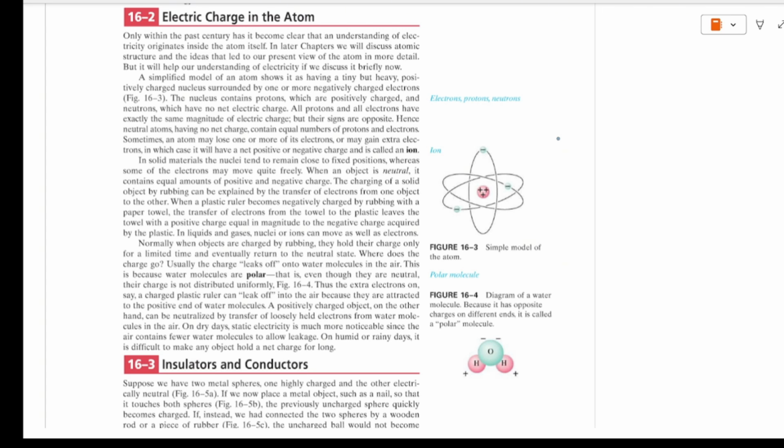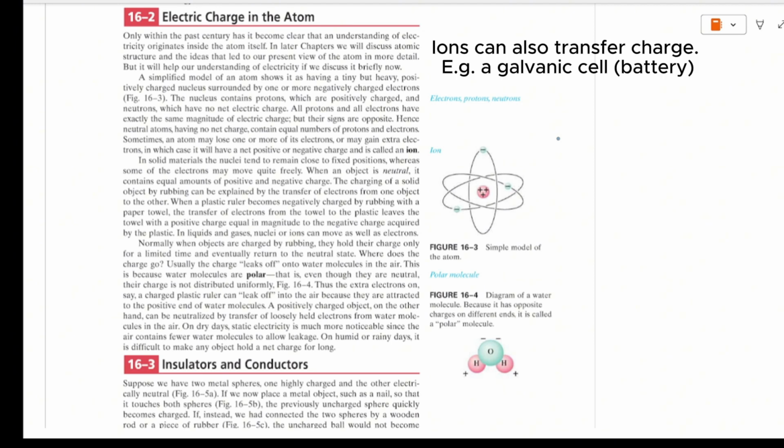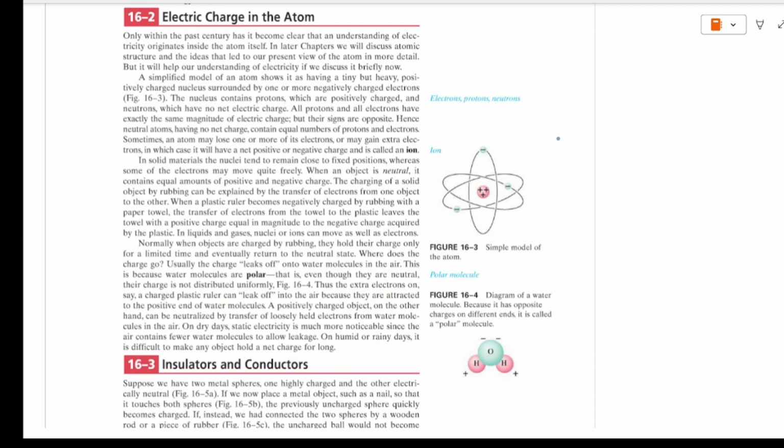Since the protons are always bound with the neutrons in the nucleus, they are never transferred from one atom to another. It's always the electrons that can leave an object or atom and go to another object or atom, because the electrons are whizzing around in the volume surrounding the atom, and they're not really bound in the nucleus like the protons are.